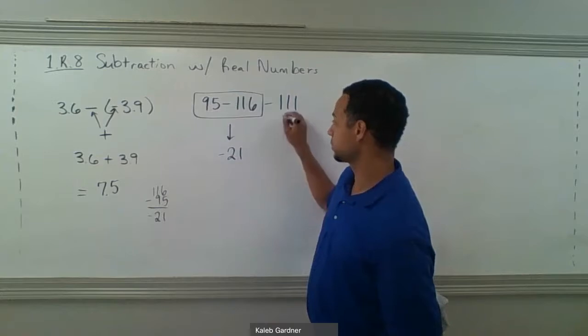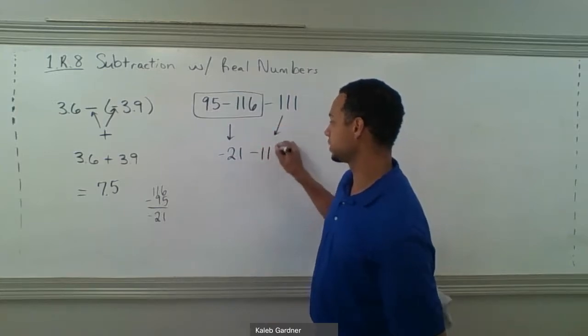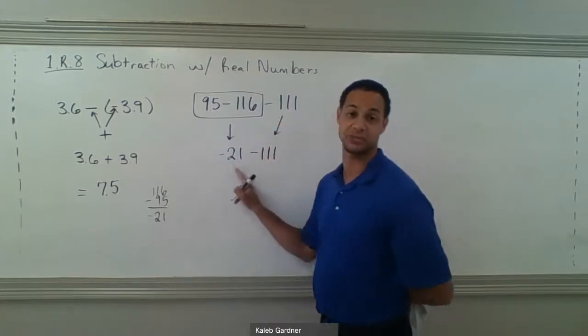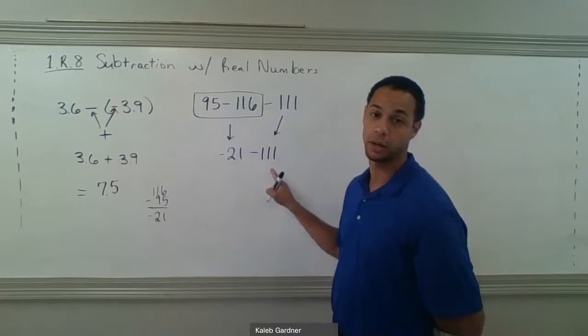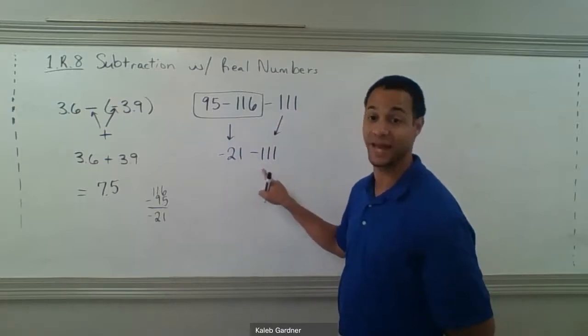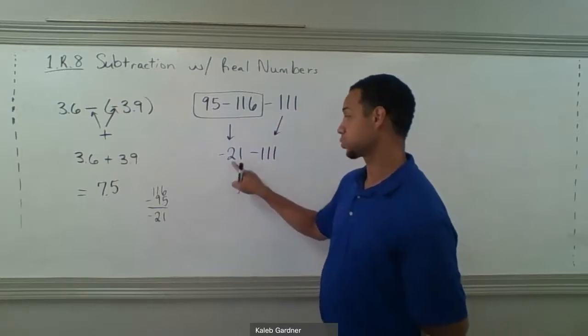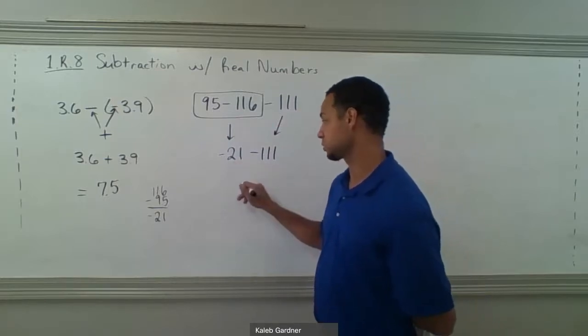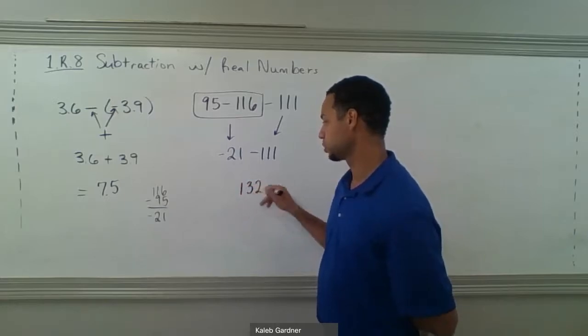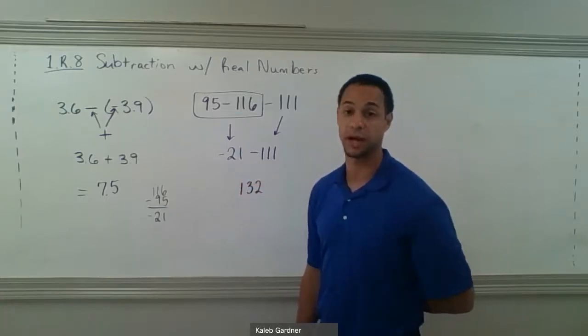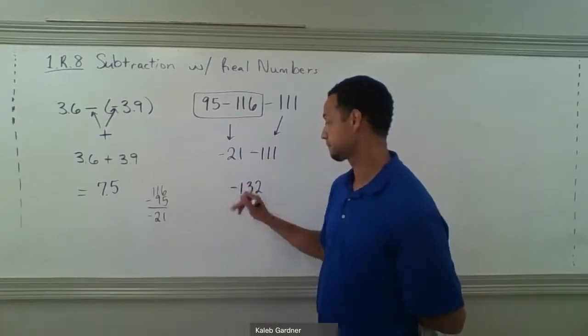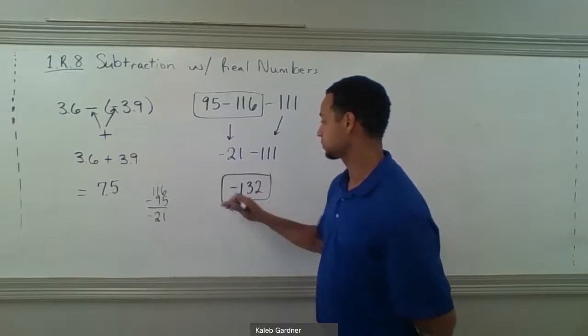Negative 21, let's bring down minus 111. Now what do we do? We got the same sign, negative 21 minus, they're both negative, so we add. 21 plus 111 is 132. And of course, anytime we add, we keep the sign. So there's our final answer.